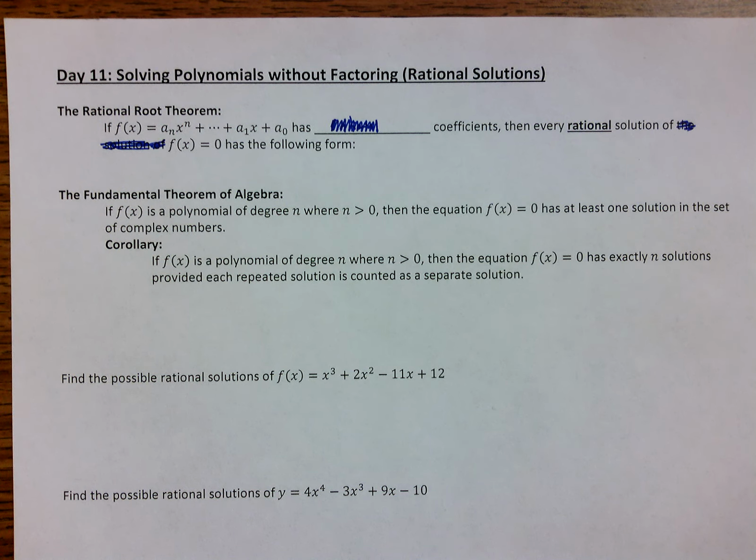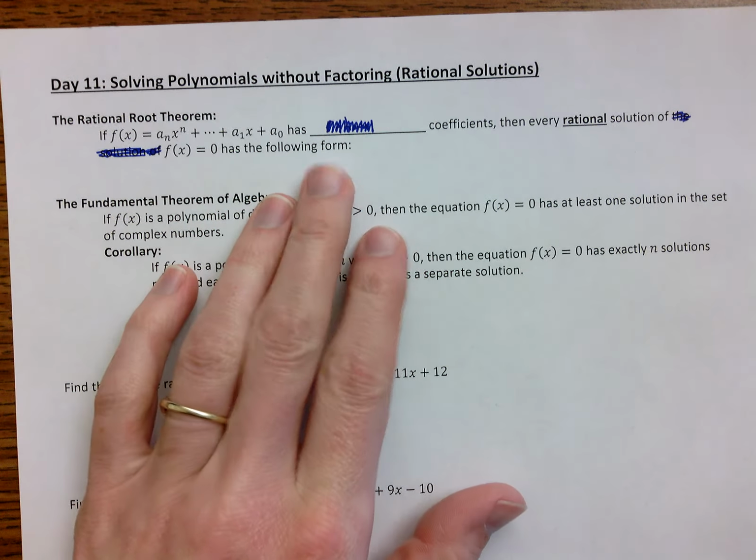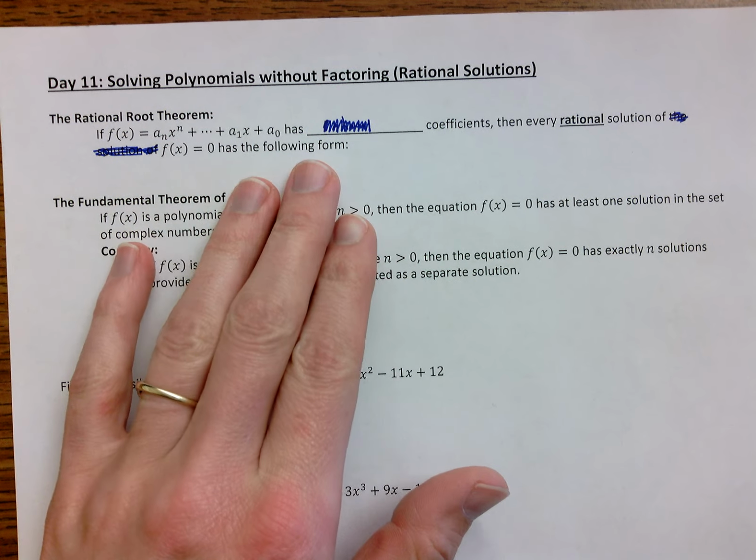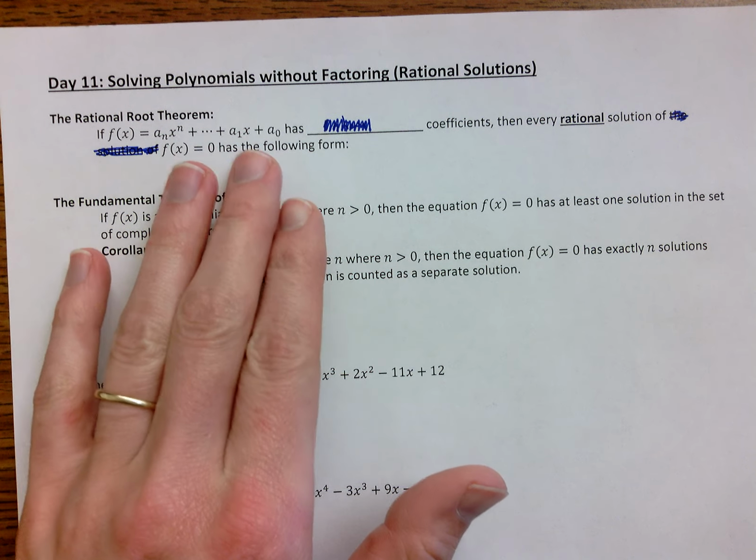So instead, we're going to use an alternate method to figure out our solutions. We're going to start by talking about the rational root theorem. As you can see, a couple of tweaks have been made. I started filming this video and then I realized that there were some extra words in this sentence.